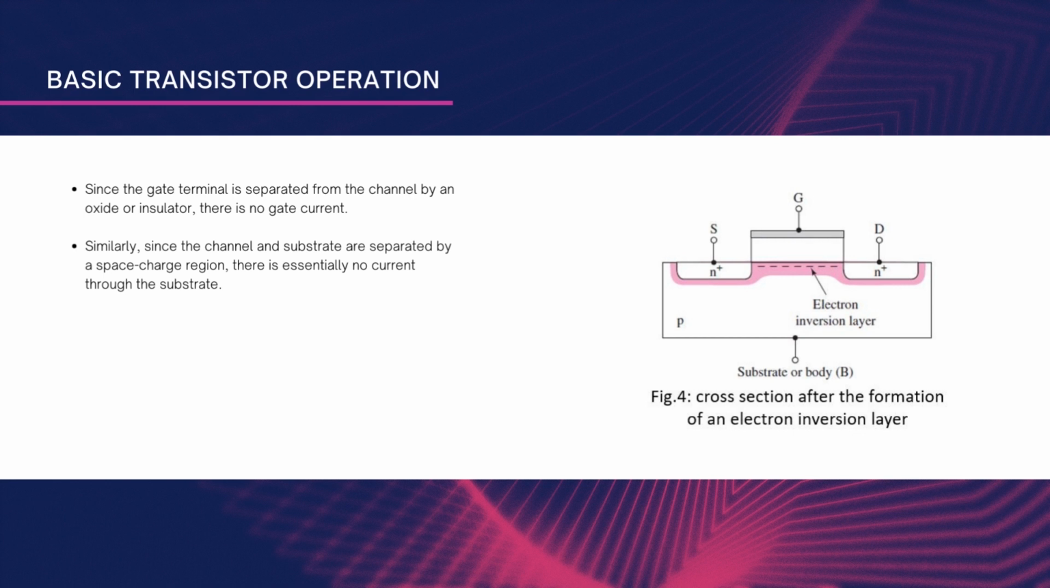Similarly, since the channel and substrate are separated by a space charge region, there is essentially no current through the substrate. Moving forward towards the ideal MOSFET current voltage characteristics, we are going to have the discussion of an NMOS device. The PMOS is the replica of NMOS. The electrons are replaced with holes there. So, once you understand NMOS, you will understand PMOS as well.